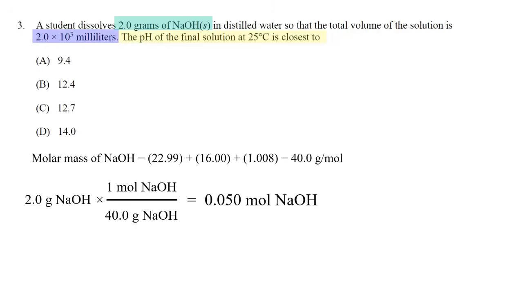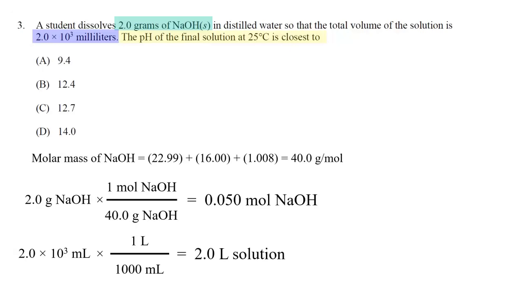Now we can take the volume, which is 2.0 times 10 to the third milliliters, and convert that into liters, because the concentration should be in units of moles per liter. So 2.0 times 10 to the third milliliters times, there's 1 liter for every 1,000 milliliters, and that gives us 2 times 10 to the third divided by 1,000. So we have 2.0 liters of solution.